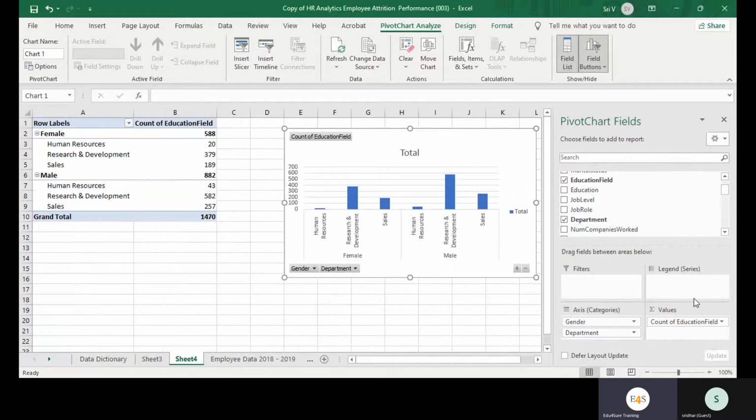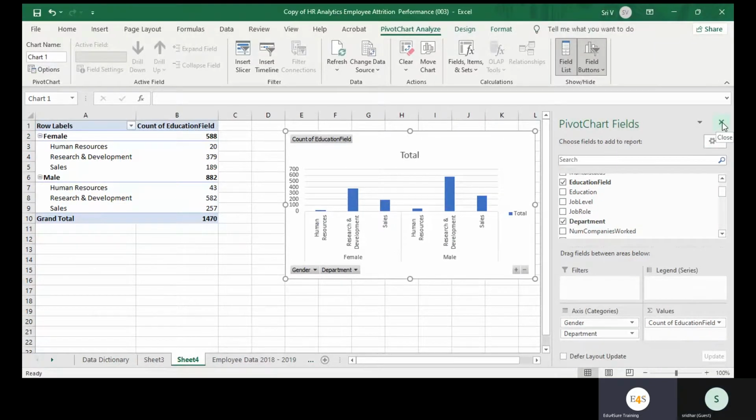So do you know how to do forecasting in Excel? No, no. Okay, I'm sharing my screen once. Can you see my screen?